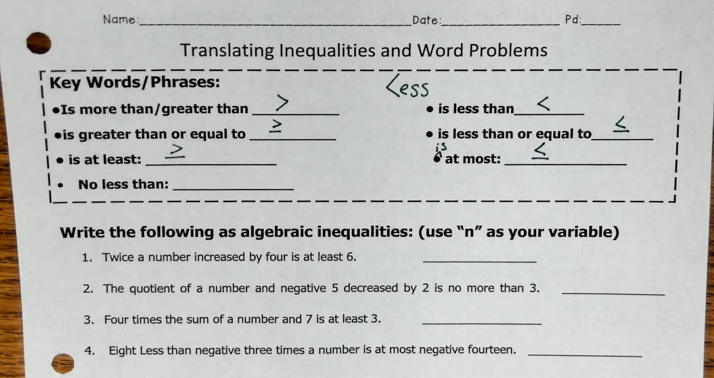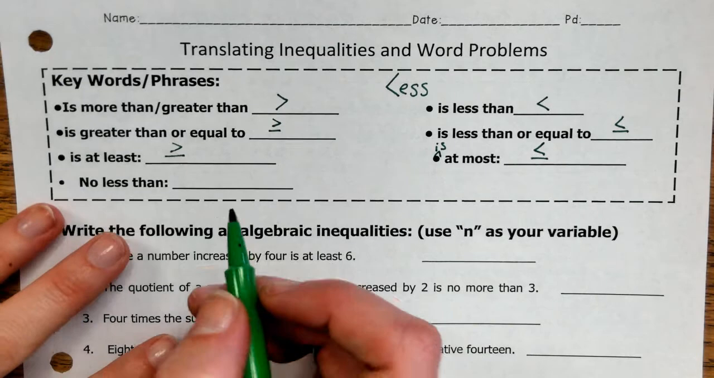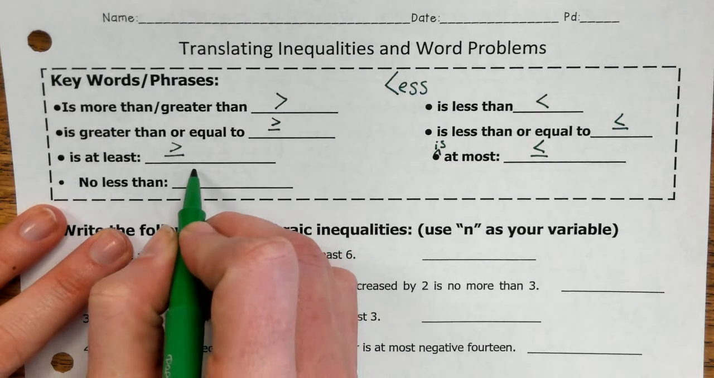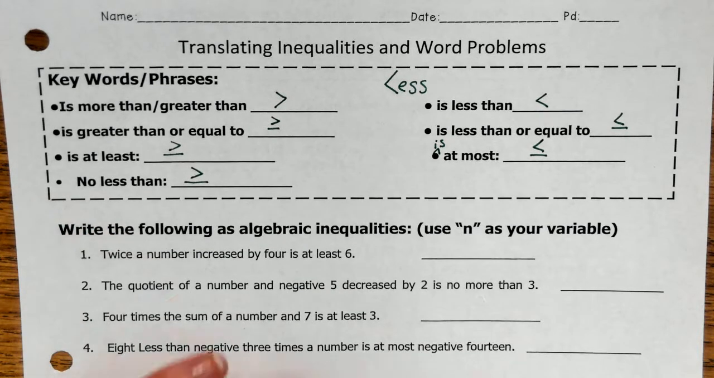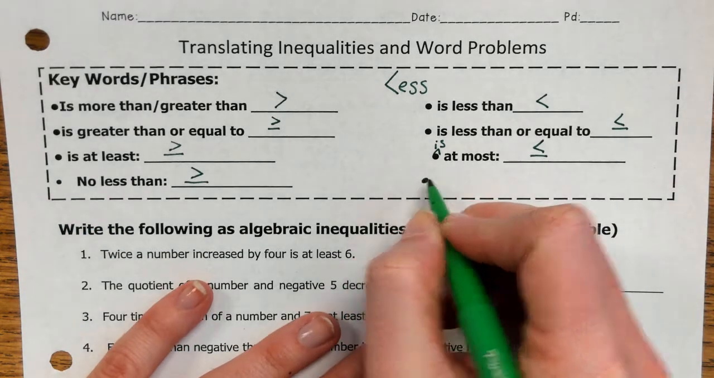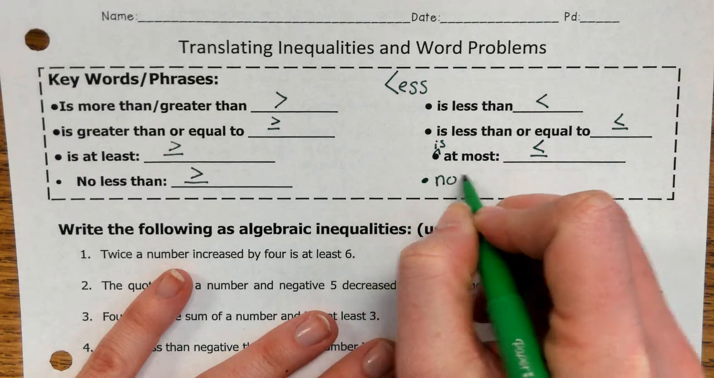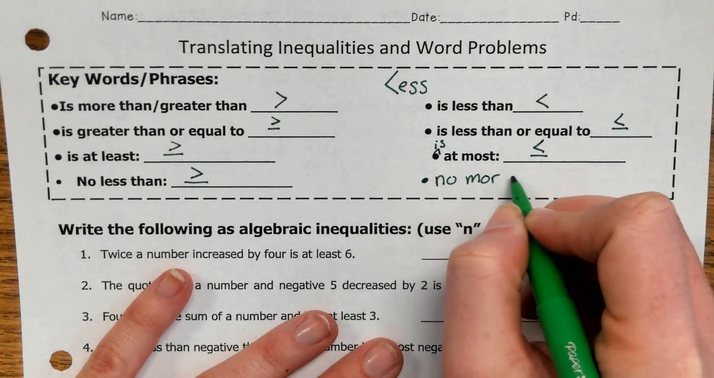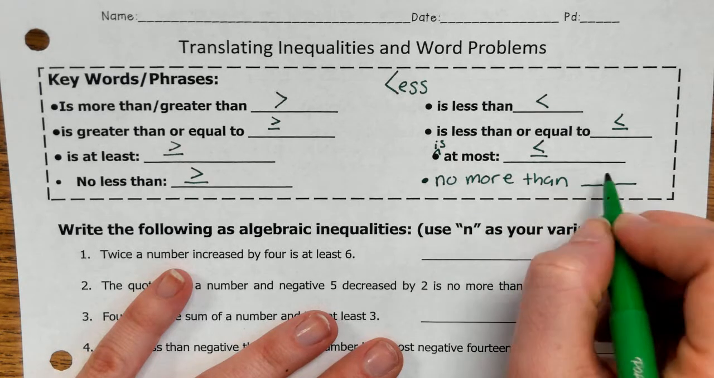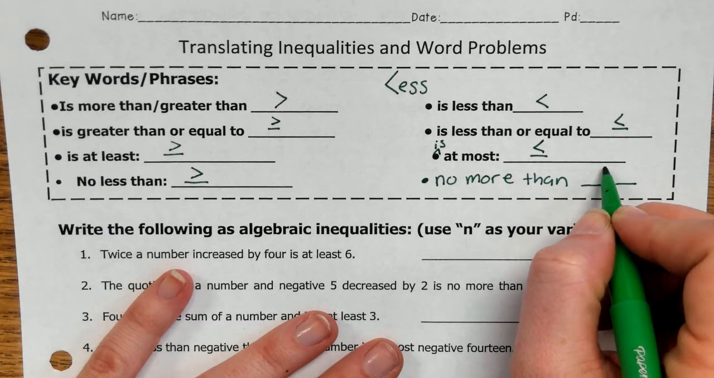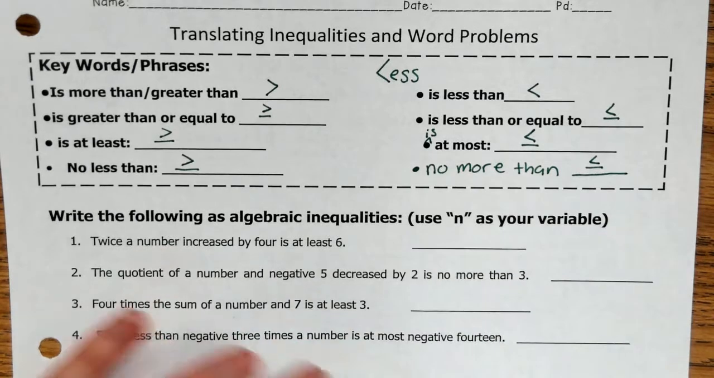No less than means I can't have less than this amount. So if I have no less than $5 in my pocket, I could have $5. Could I have less than that? Can't have less than that. You have to have more than that. So no less than is greater than or equal to. And then the opposite would be no more than. So add this one in. What should no more than be? Less than or equal to.